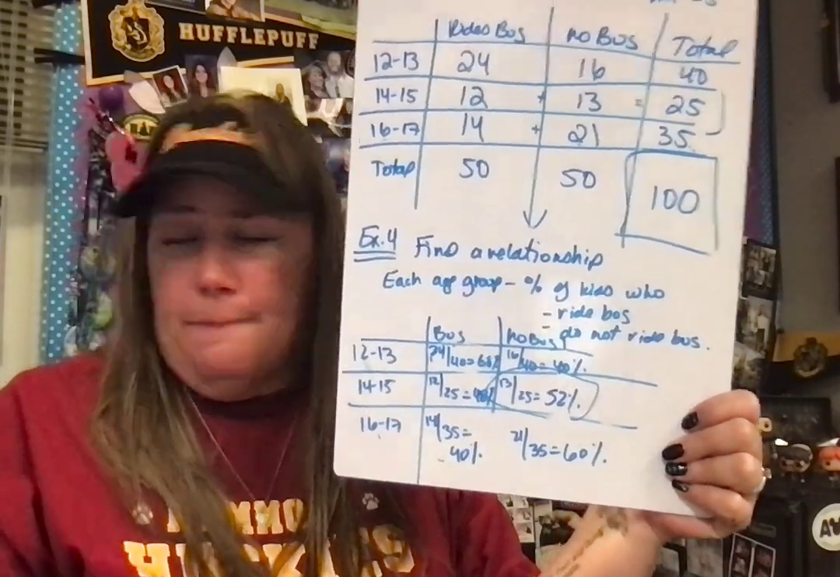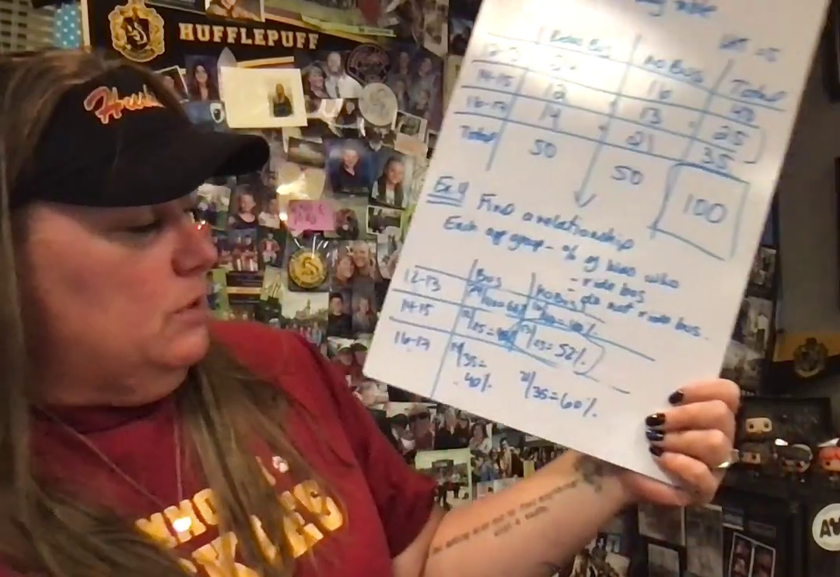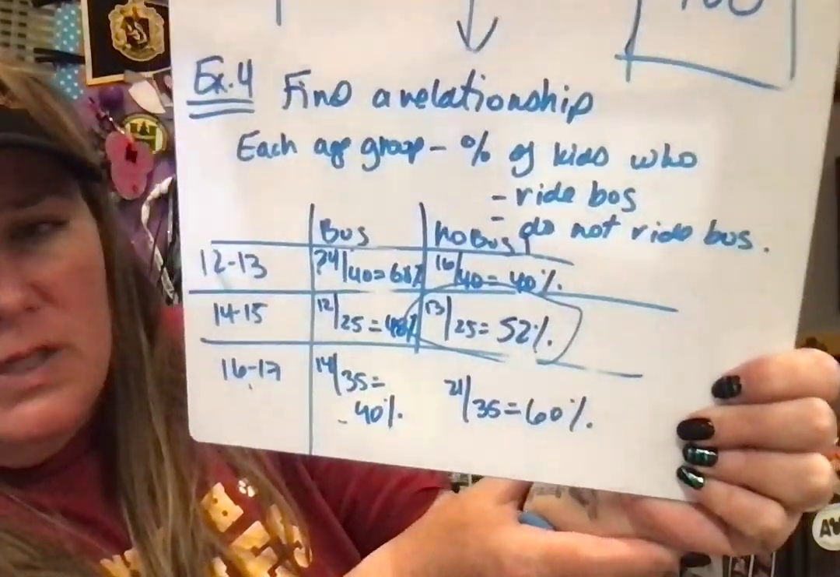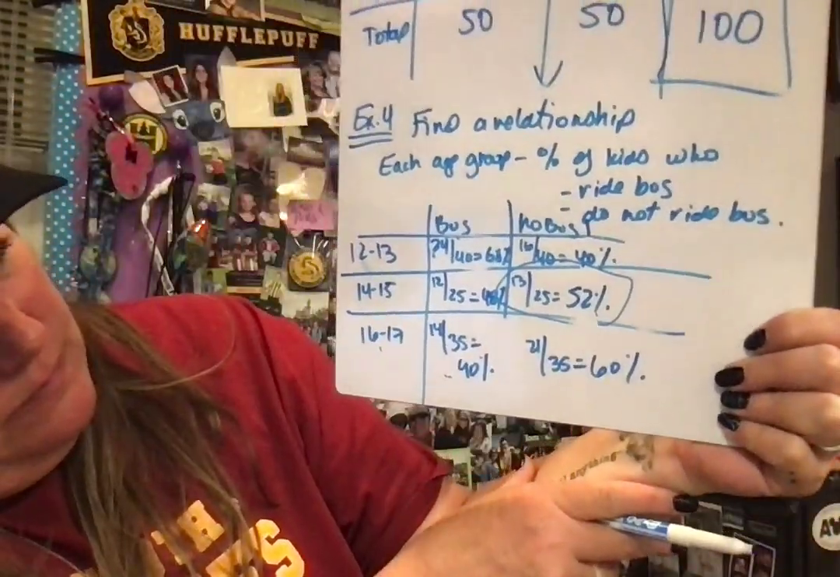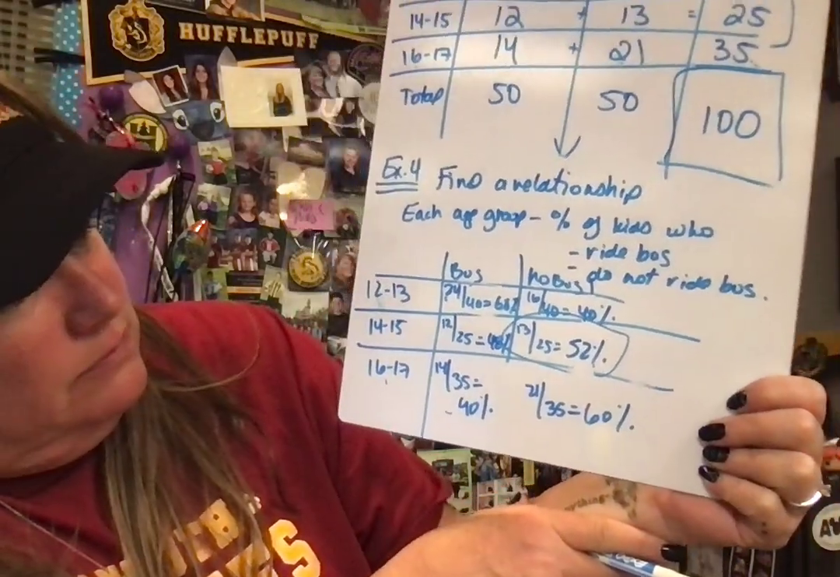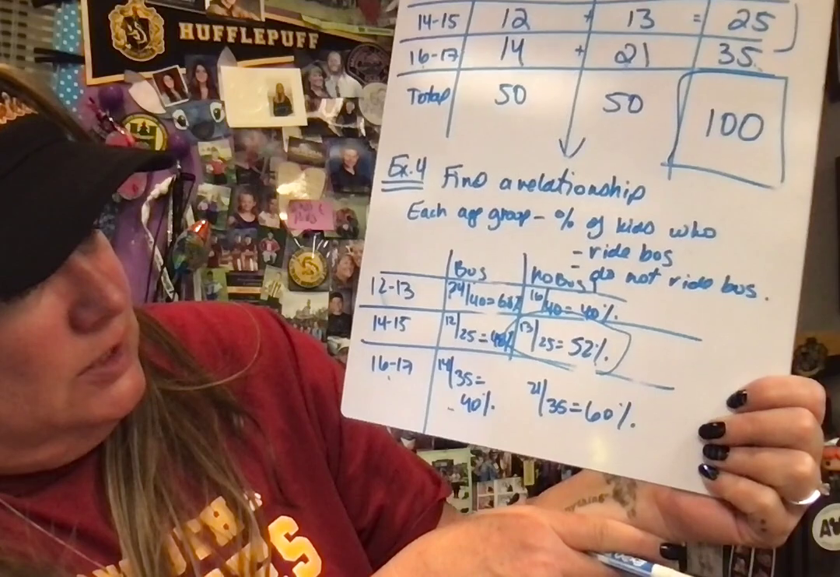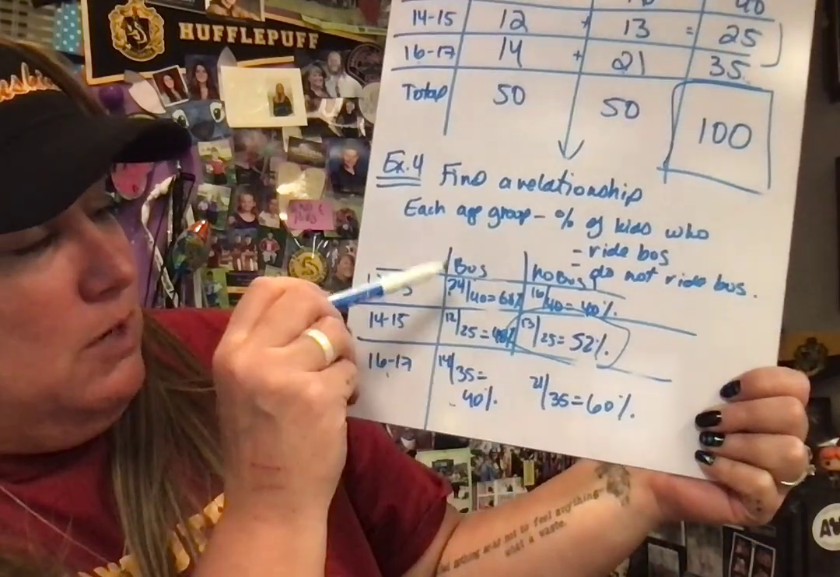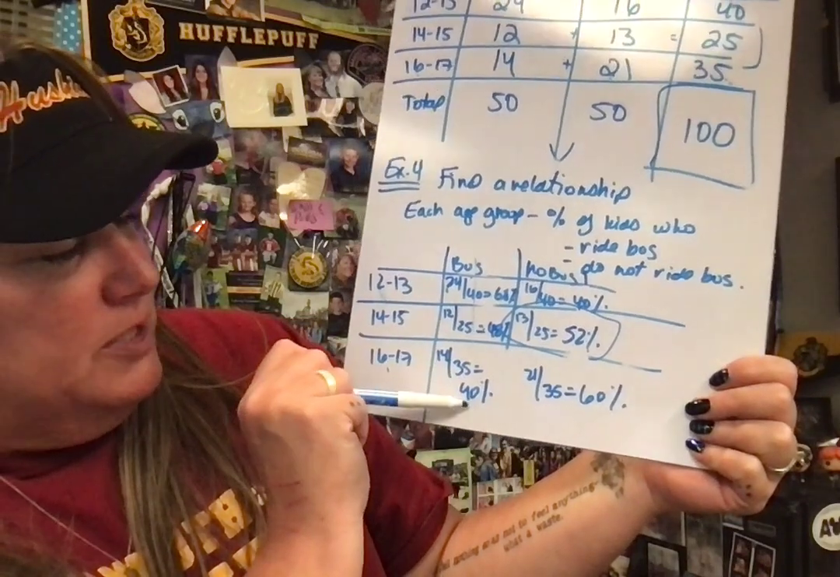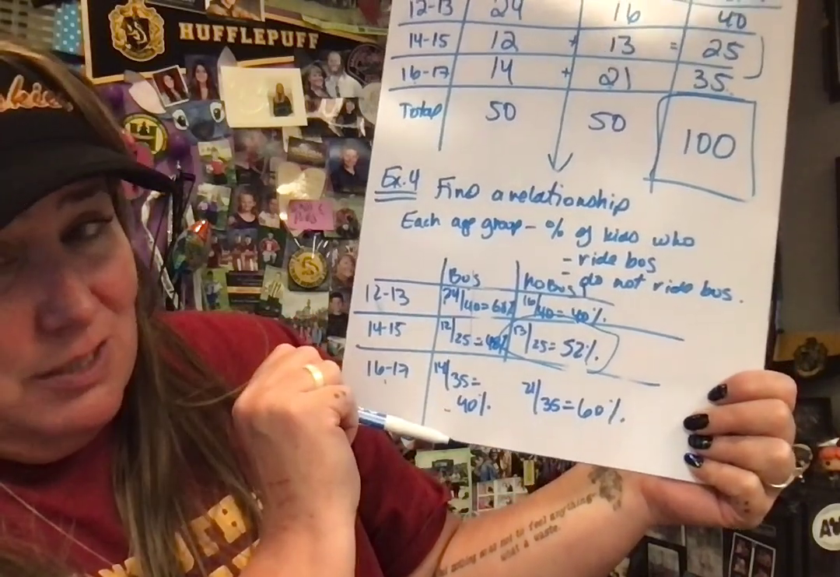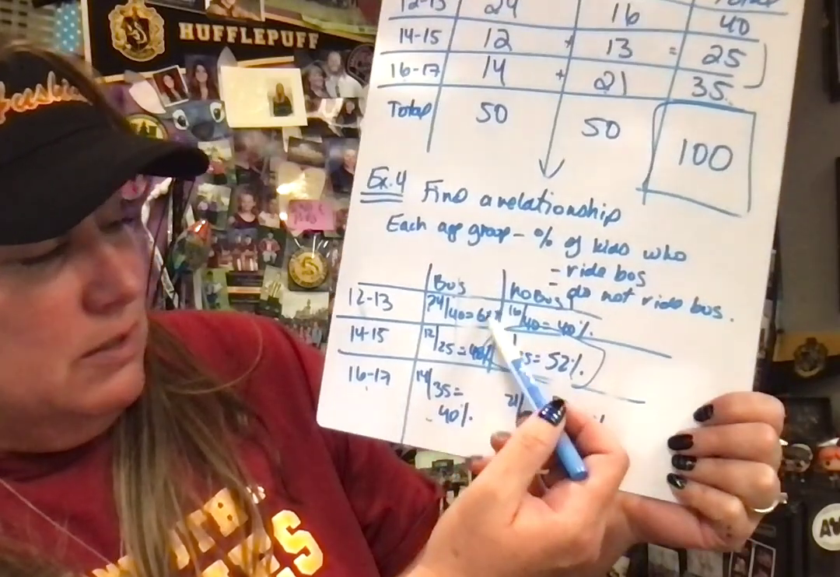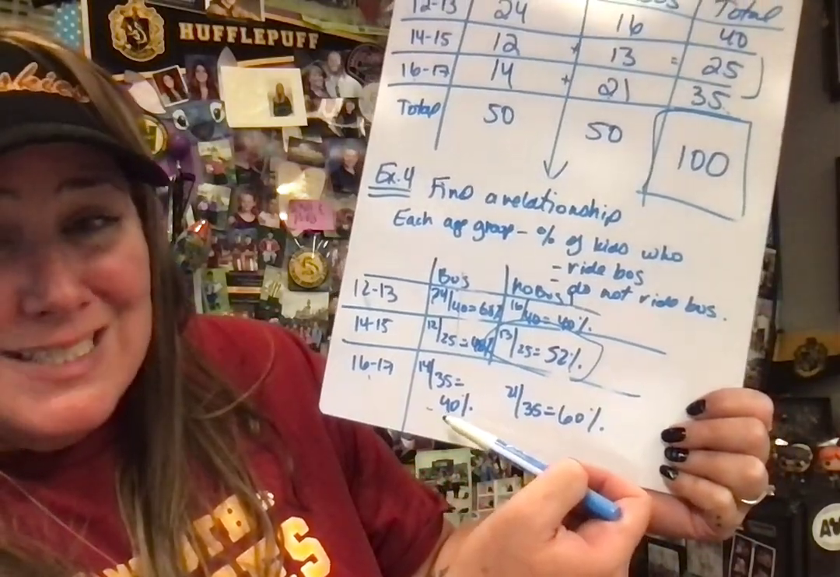What do you guys think? So what you want to look at is the percentages. Okay. What do you notice? Are they increasing? Are they decreasing? Well, if that's too much, think about whether they ride the bus. 60%, 48%, 40%. So that's all decreasing. So that's telling me as the age of the students increase, the number of kids who ride the bus decreases.